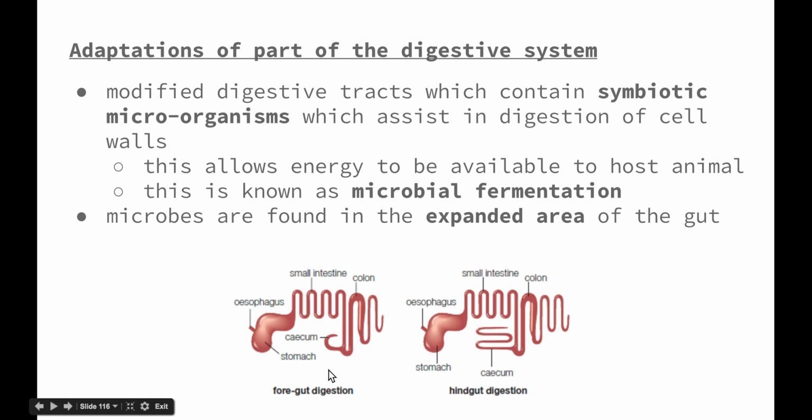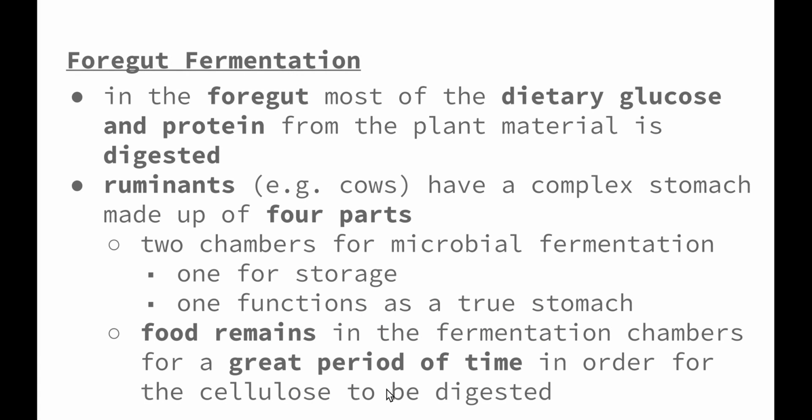So we have two different types of digestion in herbivores. We have foregut and hindgut digestion, which basically refers to where the microbes are found, whether they're found in the stomach or after the stomach, which is what we'll be looking at in the next couple of slides. So, foregut fermentation. In the foregut, most of the dietary glucose and protein from the plant material is digested. Not a great deal of protein, but any that is there in the food is digested in the foregut.